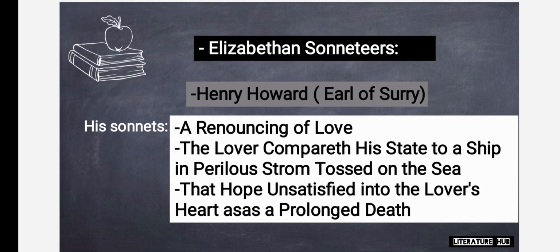Now let's discuss the main contributors of the Elizabethan sonnet. First one is Henry Howard, who is known as the Earl of Surrey. With the publication of Tottel's Miscellany, the tradition of the Elizabethan sonnet begins in England. Henry Howard was associated with Tottel's Miscellany. His famous sonnets include Renouncing of Love, where the lover compares his state to a ship in a perilous storm tossed on the sea, and hope unsatisfied in the lover's heart is a prolonged death.